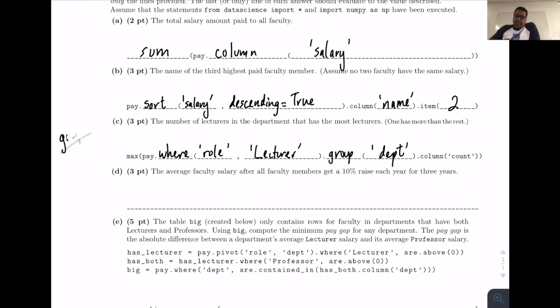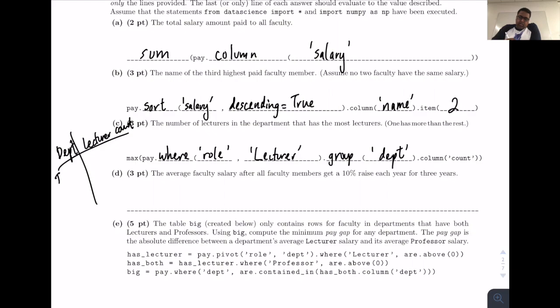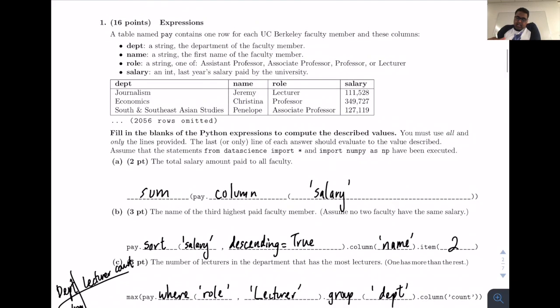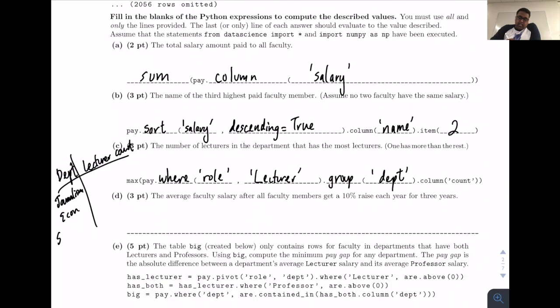So now we'll have a table that looks something like department, lecture count, and then we'll have our departments from above: journalism, econ, south and southeast Asian studies, and we'll have the number of lectures like 10, 5, 7, or whatever the values are. So this is the kind of table we're going to have here.